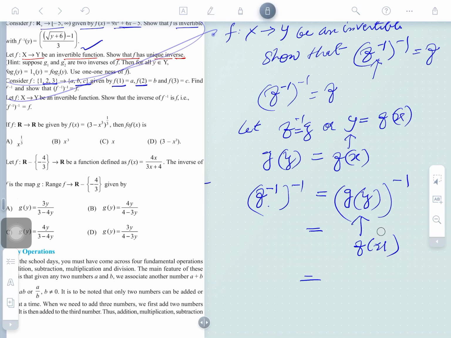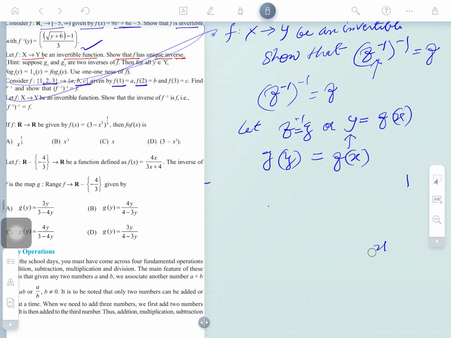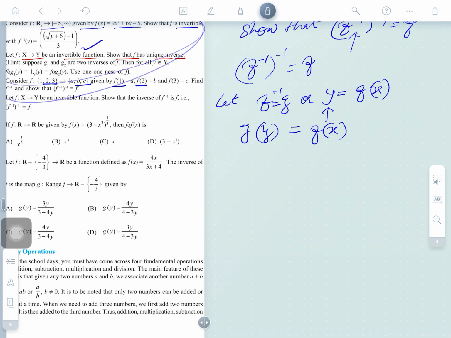Wait a minute please, this is quite a complex expression. I am telling you an easy method of solving this, the mapping way. I am telling this through mapping.